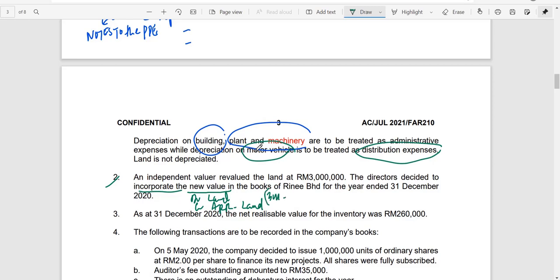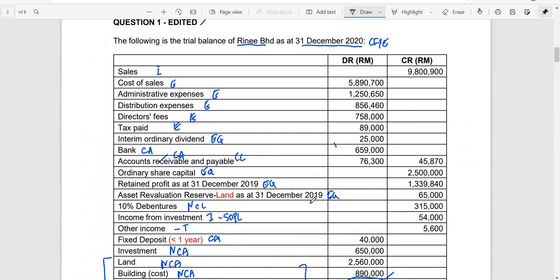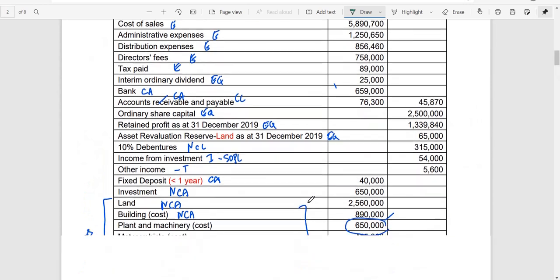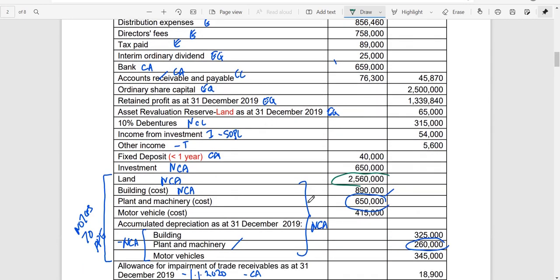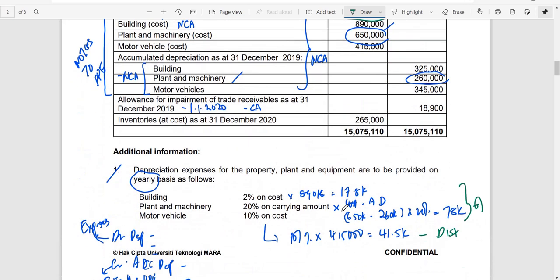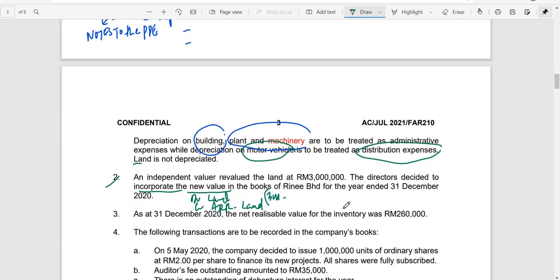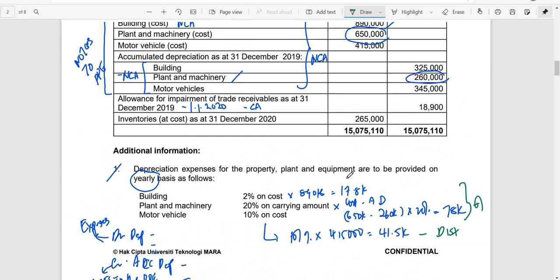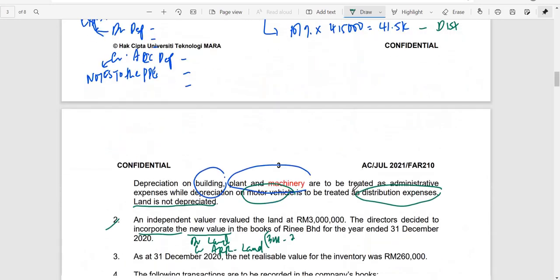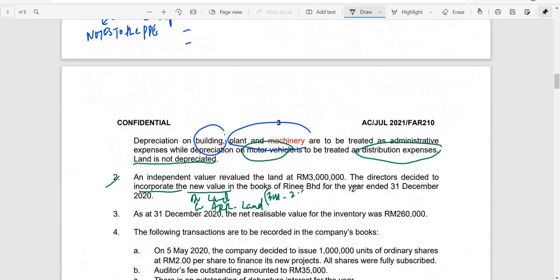The land is not depreciated, so you will compare with the carrying amount of the land. The carrying amount of the land is at cost because there is no depreciation, since it is a non-depreciable asset. So therefore 3 million minus 2.56 million will give you 440,000. So that will be credited also 440,000.